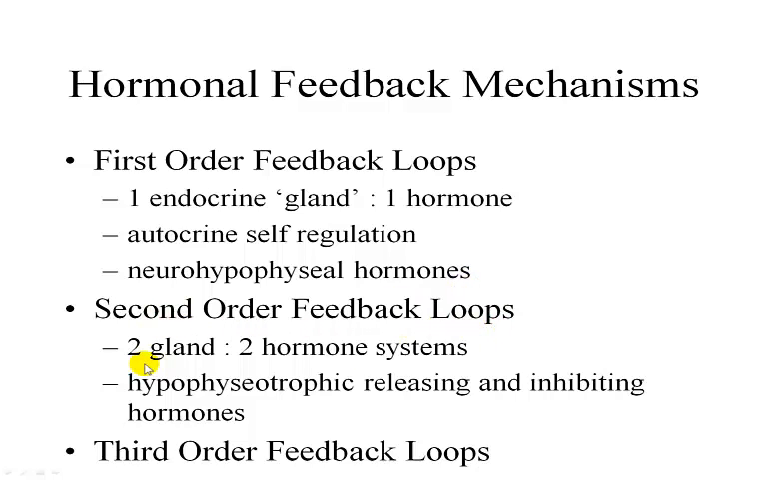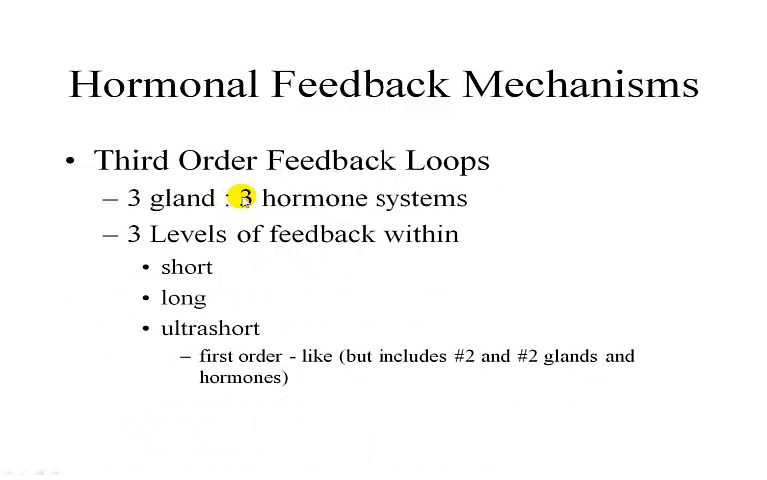The second order feedback loops, 2 gland, 2 hormone system, where the hypophysiotropic releasing and inhibiting hormones would be involved. In the third order feedback loops, the 3 gland, 3 hormone system comes into play, where you have 3 levels of feedback: short, long, and ultra short. Ultra short is first order, it's like that, but it includes hormones 2 and glands 2 and the hormones.